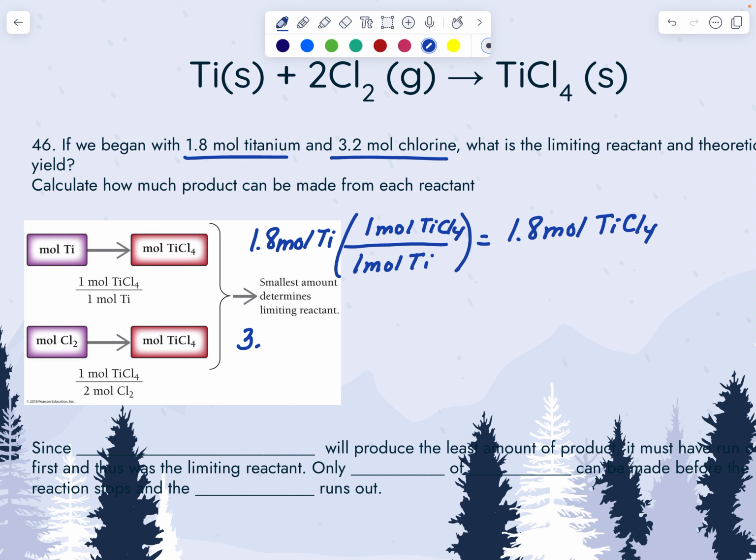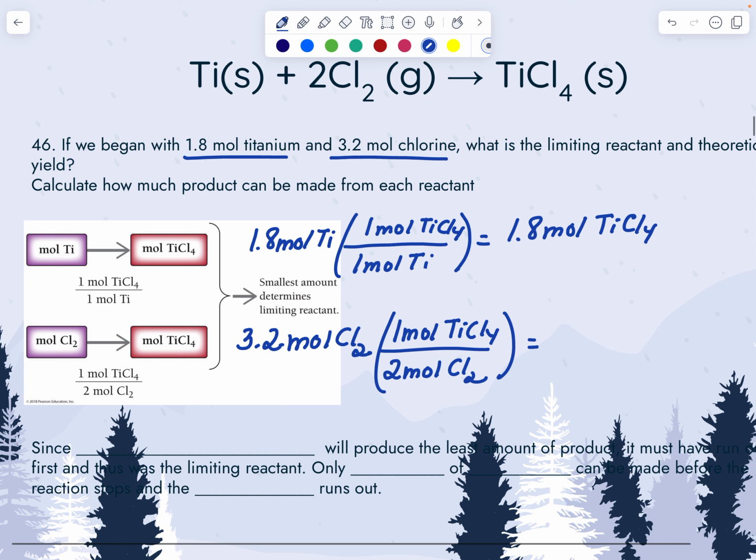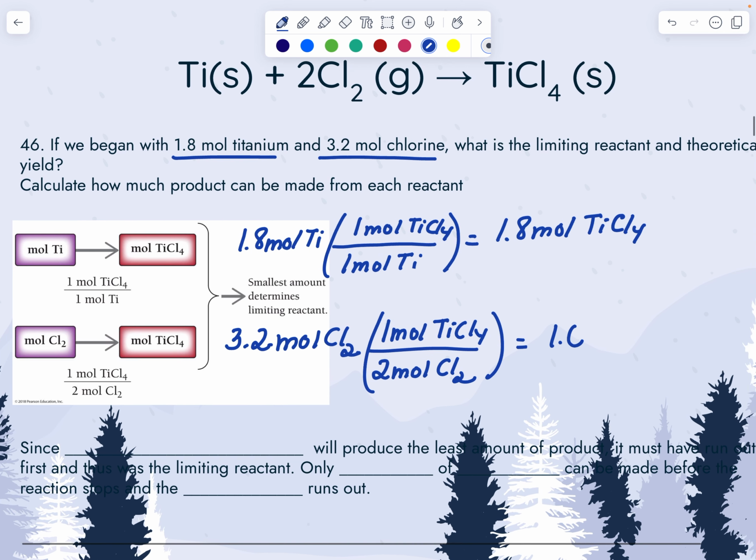What if I start with 3.2 moles of chlorine? According to the balanced chemical equation, 2 moles of chlorine will be required to produce 1 mole of TiCl4. So in my calculator or in my head, 3.2 times 1 divided by 2 is 1.6 moles of TiCl4. So now I have 2 answers to this question. Only one of them is right.